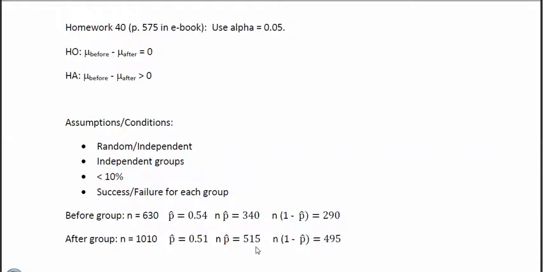So the before group, there were 630, and the p-hat from that group was 54%. And so if we calculate our successes, we get 340. And our failure is 290, and so they're both greater than 10. And likewise for the after group, 1,010 were surveyed, 51% was the sample proportion, so the successes are 515, and failures are 495. So both of those are good.